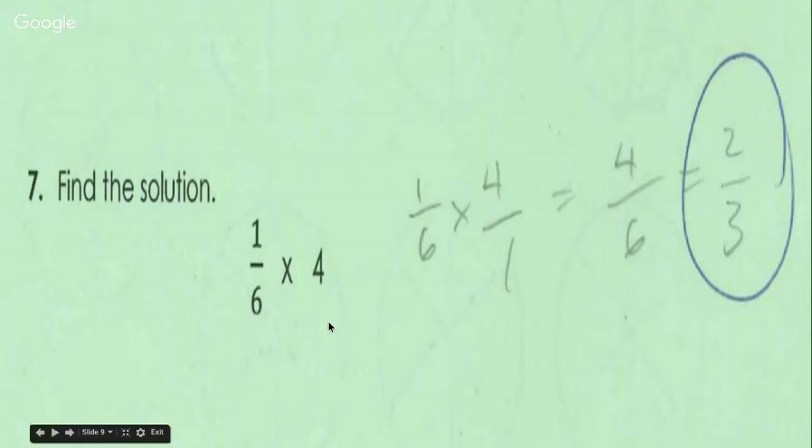Another way to do this would be to simply do repeated addition. You could do 1/6 plus 1/6 plus 1/6 plus 1/6. So you could add 1/6 4 times and you would get 4/6. And then again, make sure to simplify to 2/3.